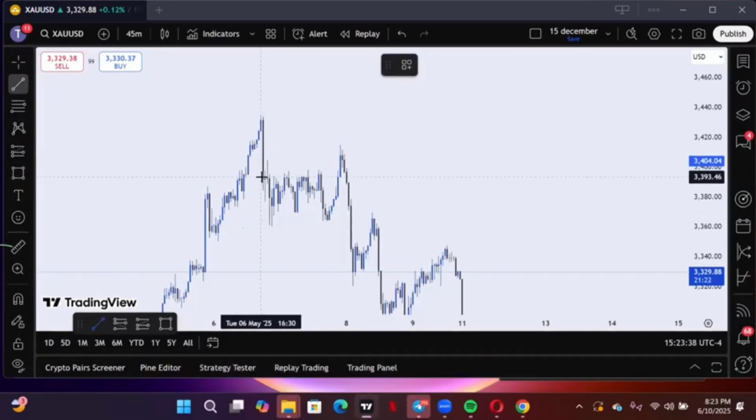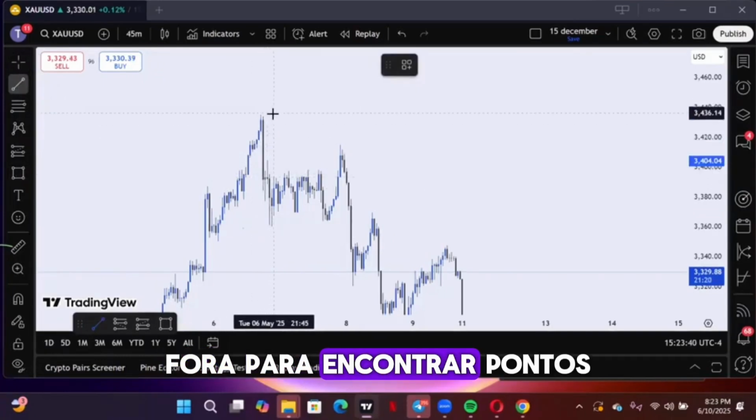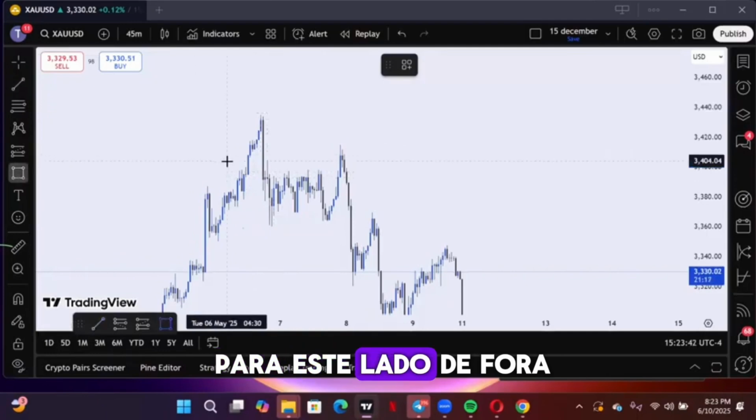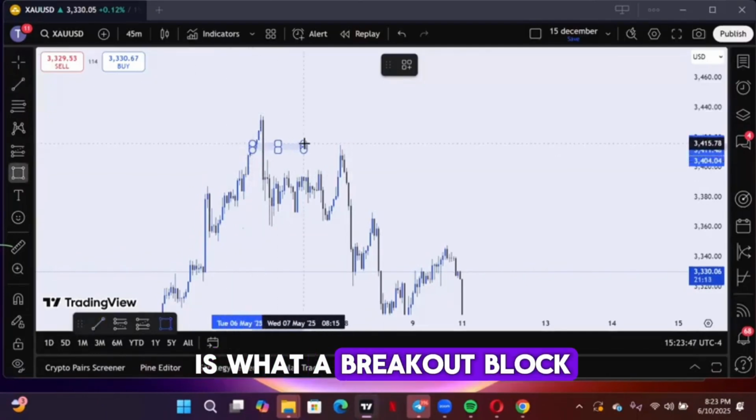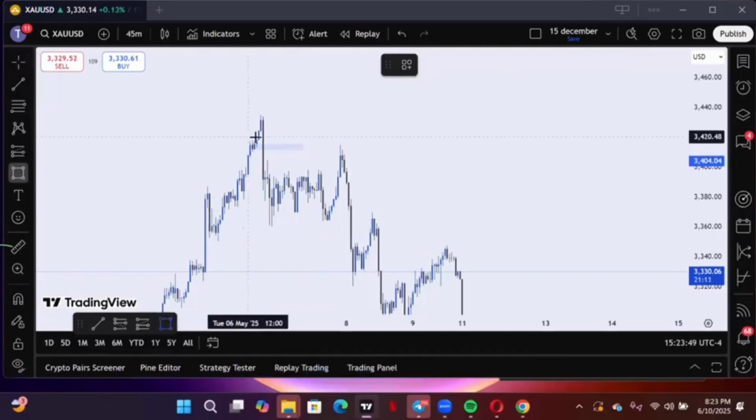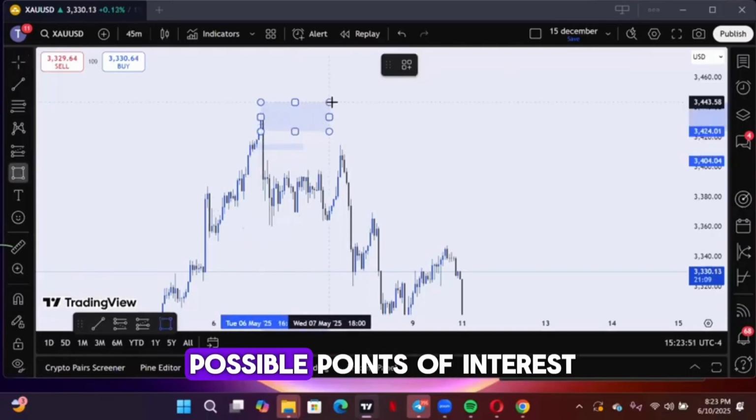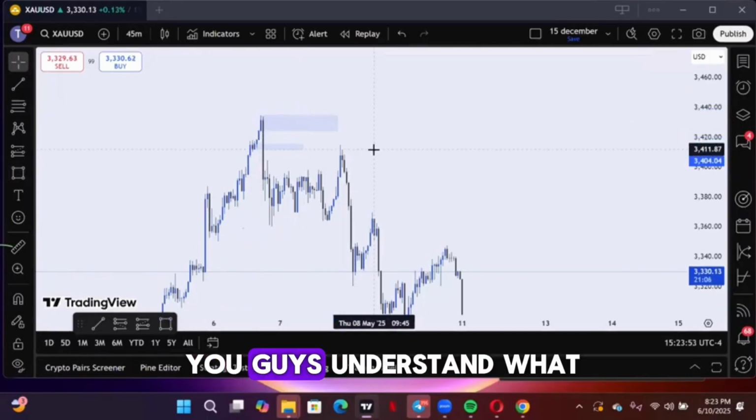Once this candle closed, you have to pay attention to the upside to find possible points of interest. So if you look to this upside, this is another block that market failed to hold from. So this is what a breaker block is. And up here is also another block. So you have two possible points of interest. I don't know if you guys understand what I mean.